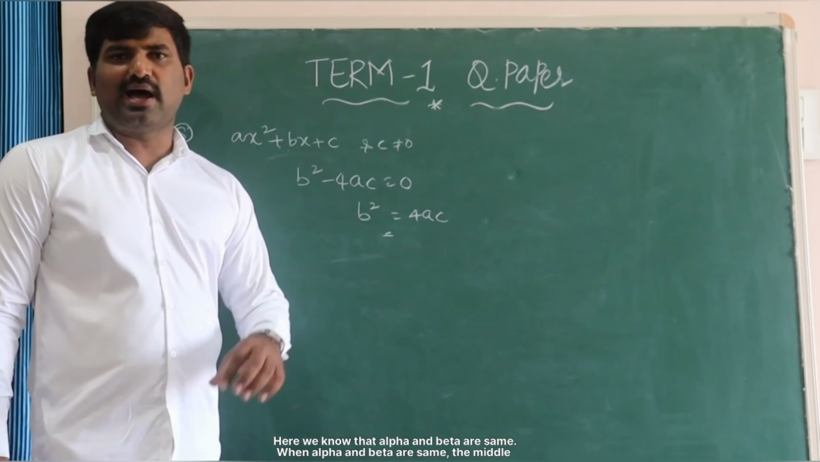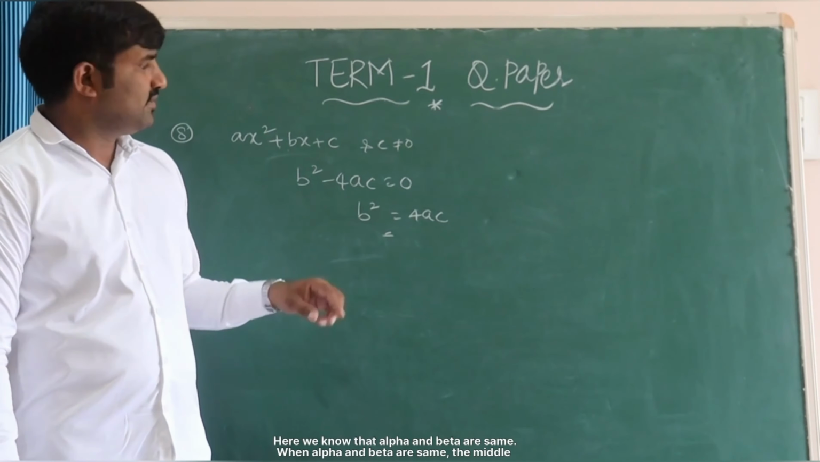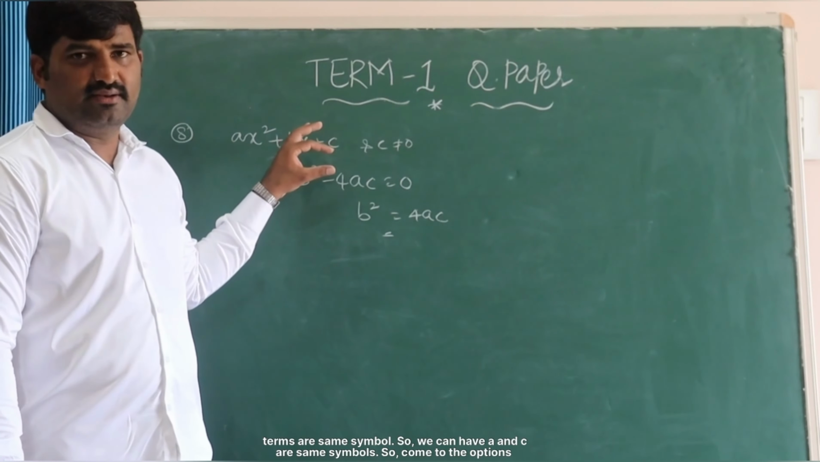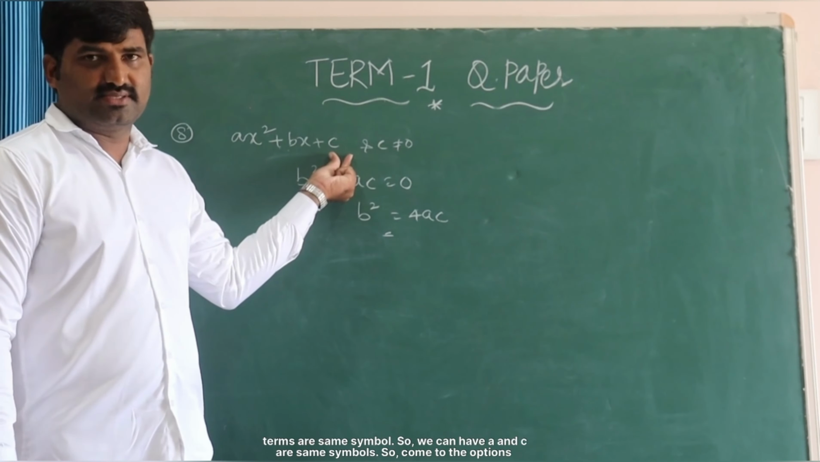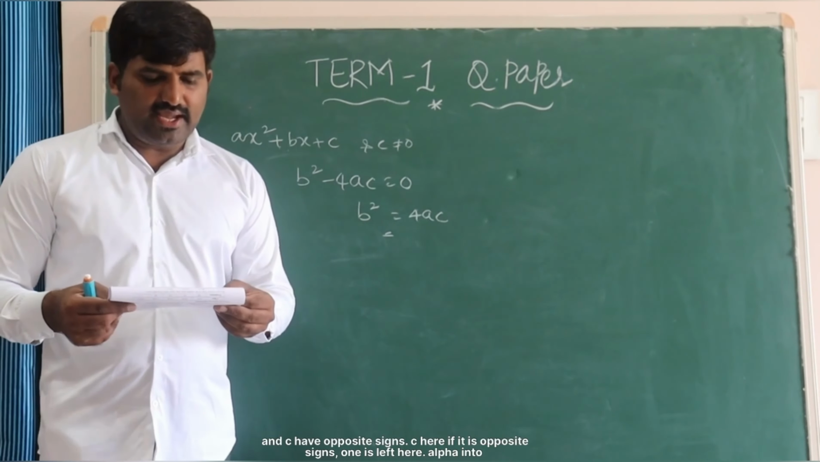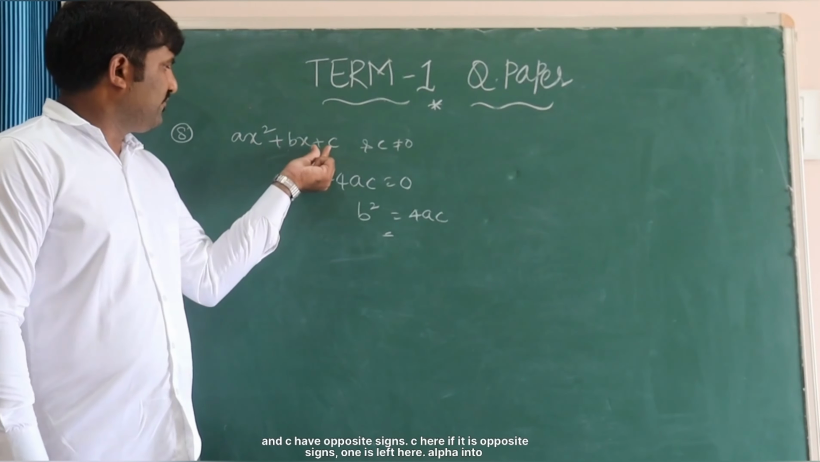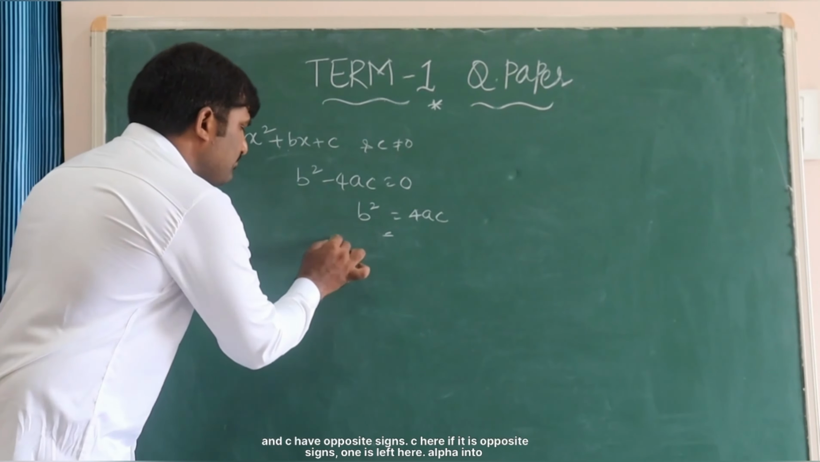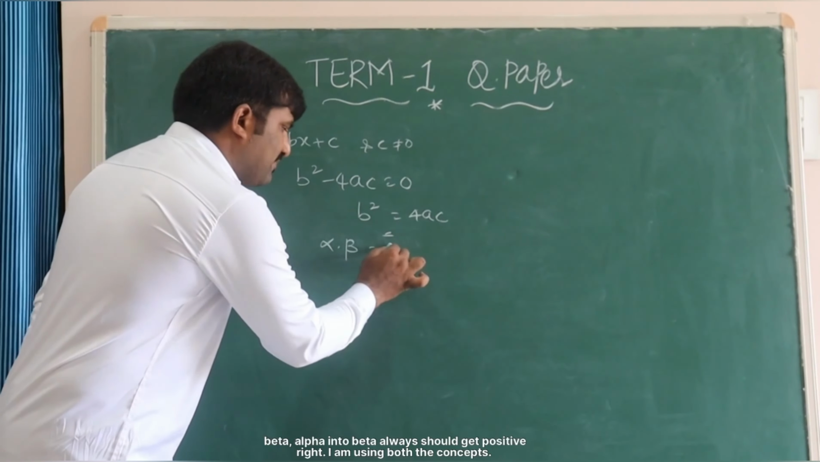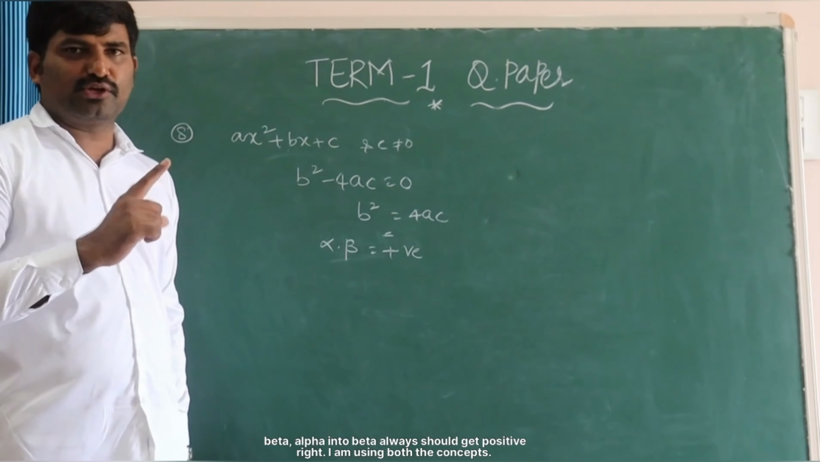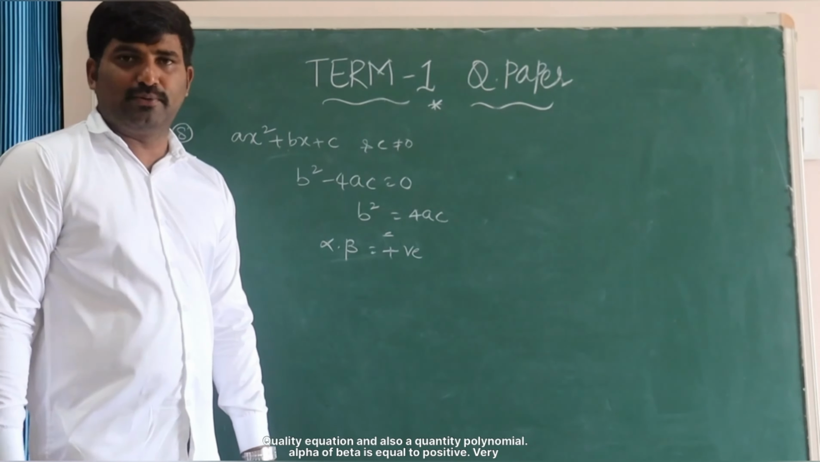Here we know that alpha and beta are the same. When alpha and beta are the same, the middle terms have the same sign. So we can say a and c have the same sign. So come to the options. A and c have opposite signs. See here, if it is opposite signs, alpha into beta, always you should get positive, right? I am using both the concepts, quadratic equation and also quadratic polynomial.